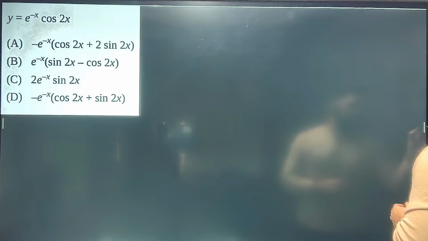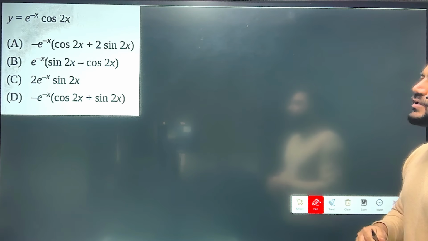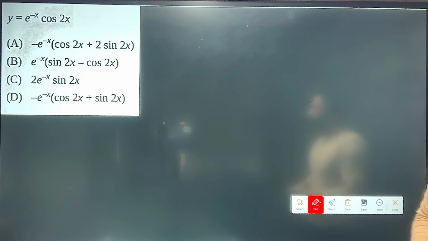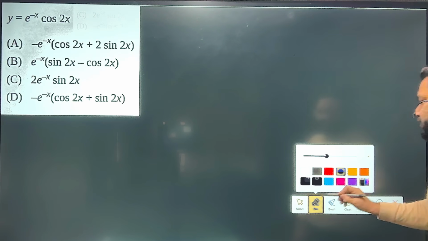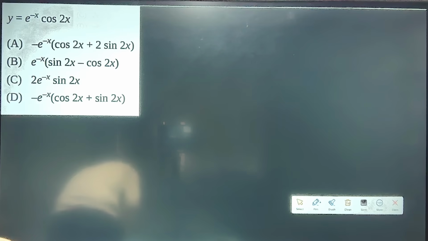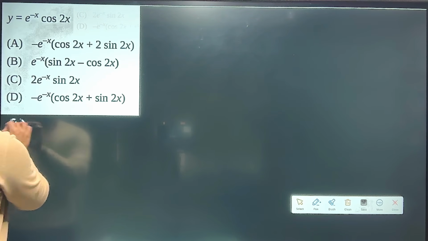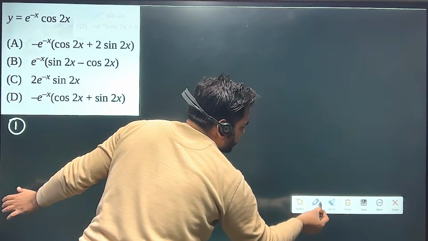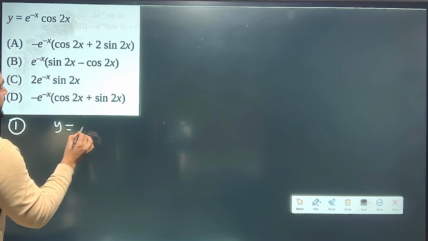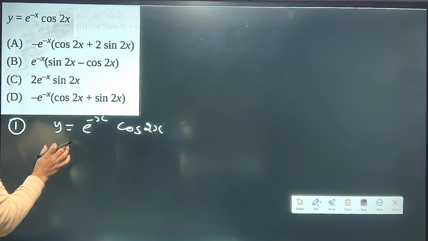First of all, in this question you can see we have two functions, so we will apply the chain rule. How to apply the chain rule here? Look carefully. This is question number 1, and it has two functions. The first function is e to the power minus x, and the second function is cos 2x. How do we find its differentiation?